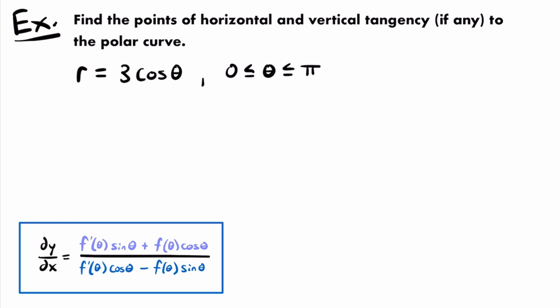Okay, but anyway, let's work on finding our points of horizontal and vertical tangency. The way that we're going to do that is by first finding the derivative of our polar equation. All right, we're going to use this same formula that we used in the previous two examples. dy/dx, or the polar form of our derivative, is equal to this expression.